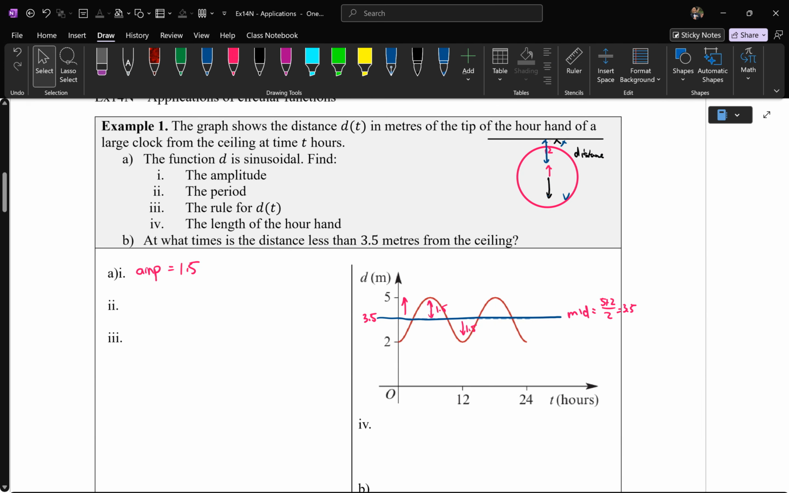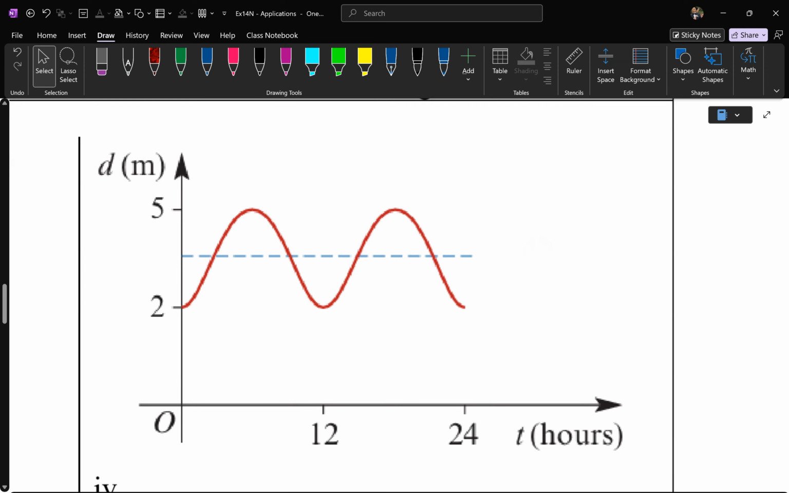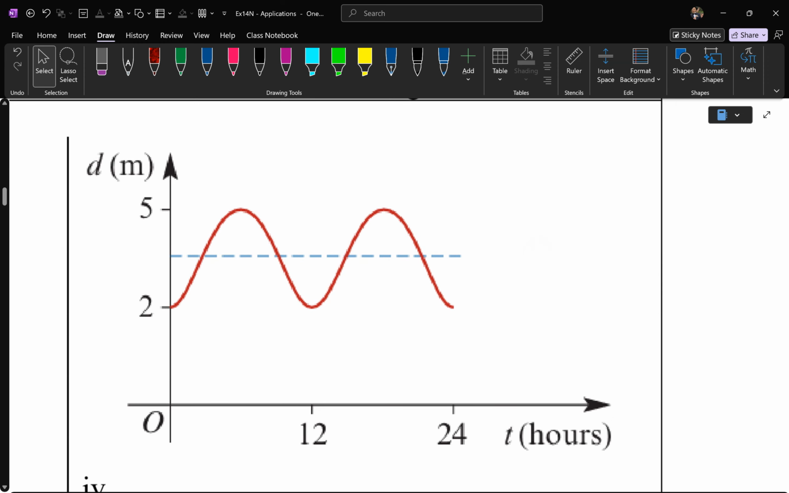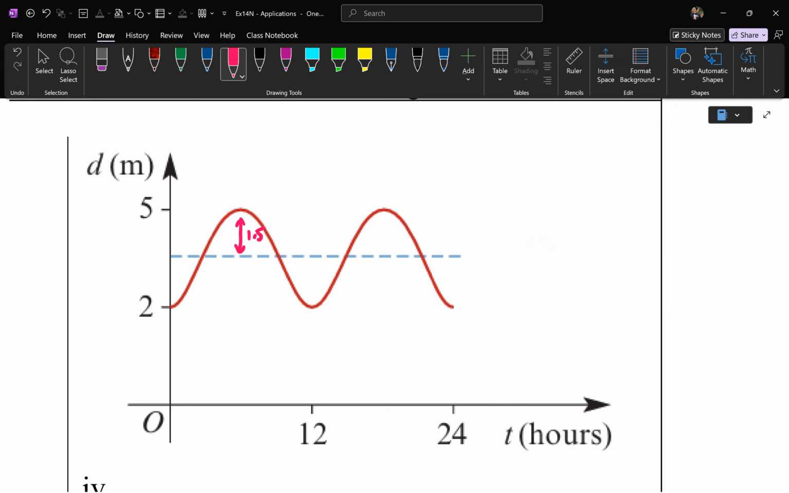Then it says find the period. Now period just means the cycle. Can you see anywhere in the graph that it starts repeating? You just need to pick 2 points where it starts to replicate. I chose these 2 points. Starting point, how long before it comes back to the same spot again? It goes all the way up, comes all the way back down. That took 12. So my period to do one cycle is every 12.